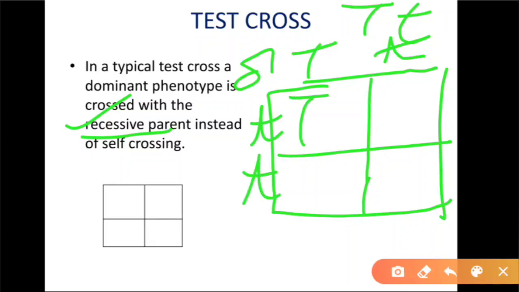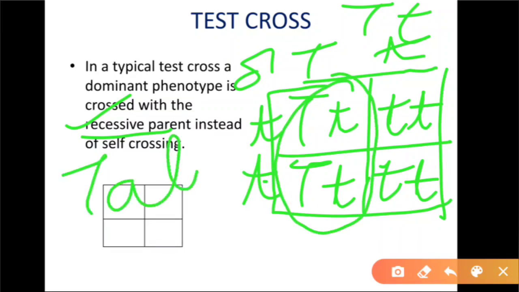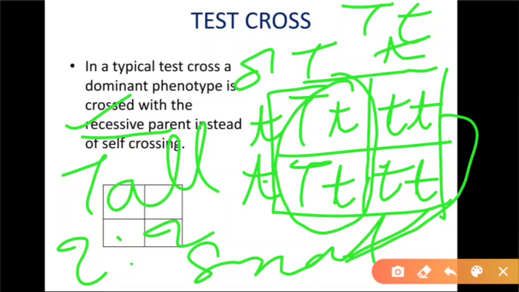Here is the result: capital T, small t, and small t, capital T, small t, and small t. You can see in this case these plants are phenotypically tall, but these two plants are phenotypically dwarf. So you can see the ratio is 2:2, or in other words 1:1. If the result is like that, 1:1, then the unknown plant is a hybrid plant, not pure.